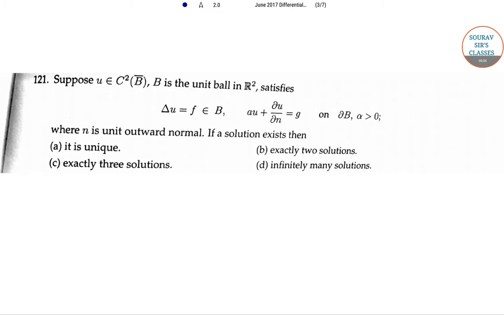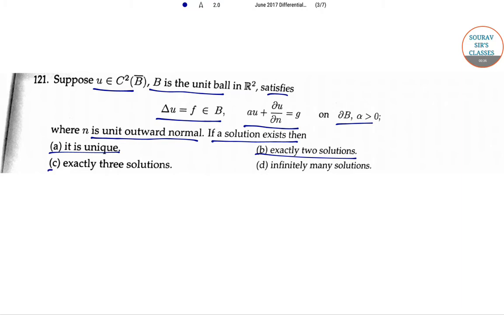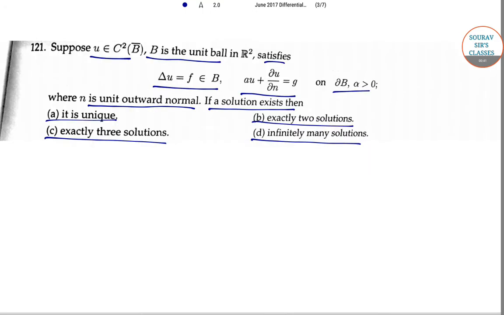The question is, suppose u belongs to C²(B̄), where B is the unit ball, satisfies ∇²u = f in B, αu + ∂u/∂n = g on ∂B, and α > 0, where n is the unit outward normal. If a solution exists, then option A, it is unique. Option B, exactly 2 solutions. Option C, exactly 3 solutions. And option D, infinitely many solutions.